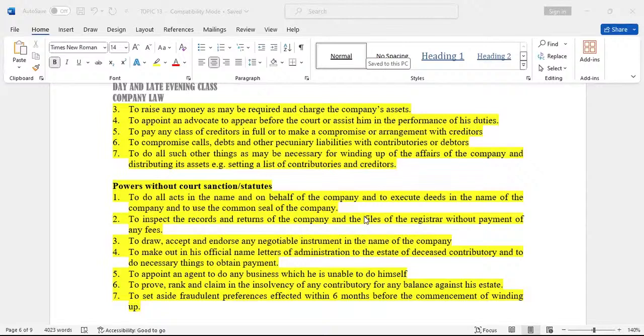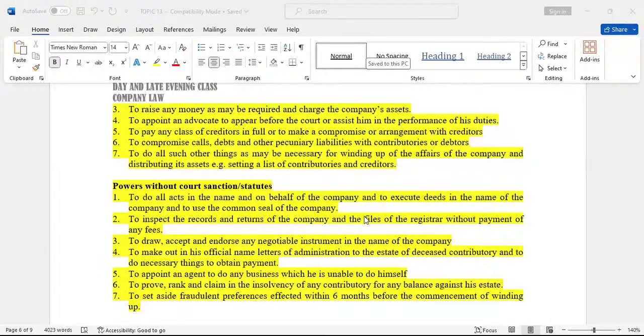Then we have powers without the court sanction. These are basically powers without the sanction of the court. So the court doesn't have to provide these as powers to the liquidator, but of course they can still be powers of the liquidator.